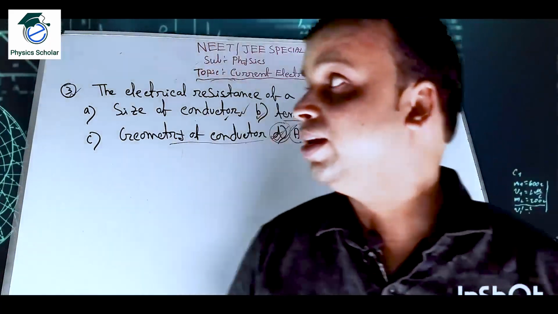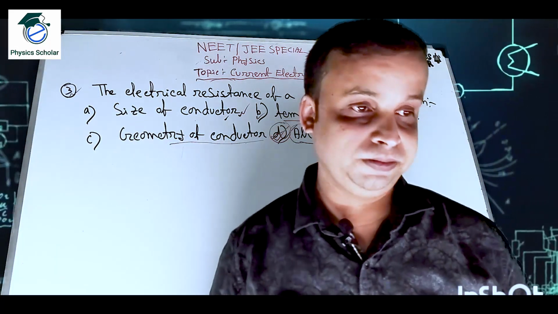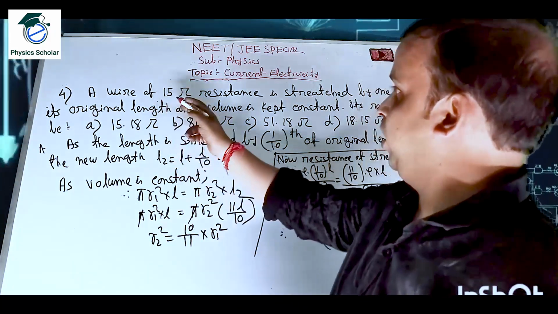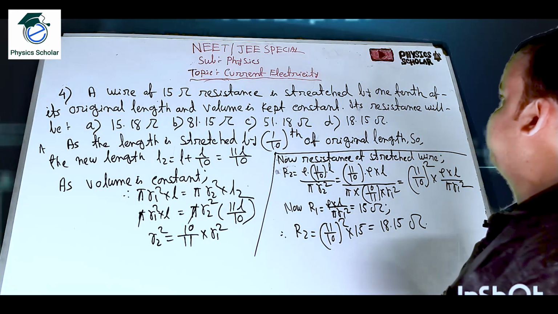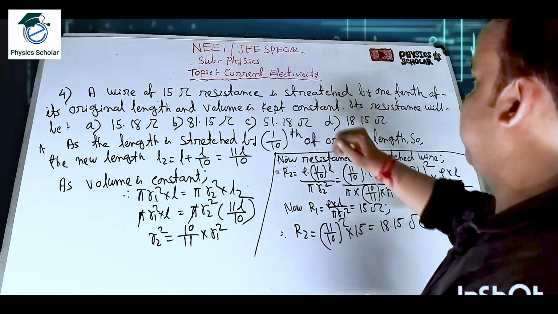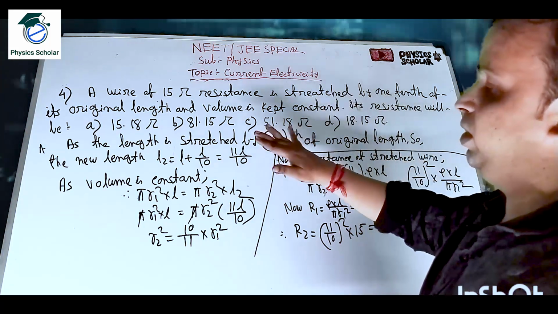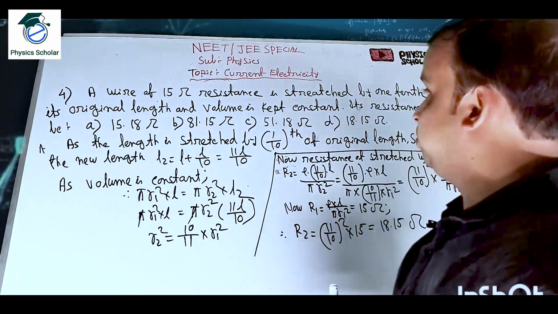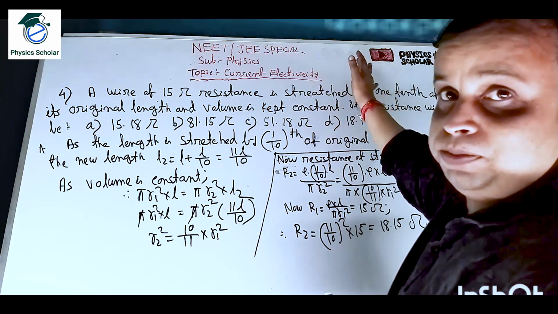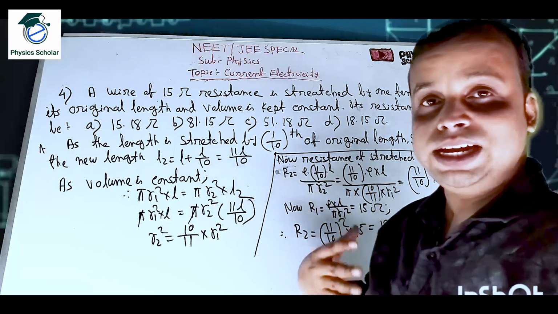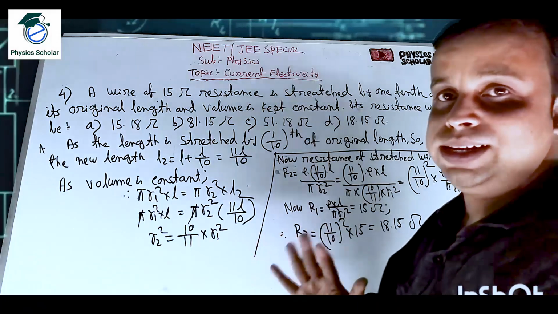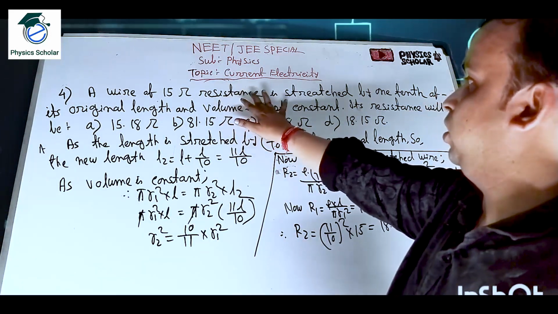Now let us move to the next problem, problem number 4. So students, now here a wire of 15 ohm resistance is stretched by 1/10 of its original length, and the volume is kept constant, just like the first sum we have done. Volume is kept constant, what will be the resistance? In the first sum, if you can remember, we have done the cylindrical shape conductor. The length will be half. Then we had to find out the change of resistance in the new cylindrical shape conductor, whose length is half.